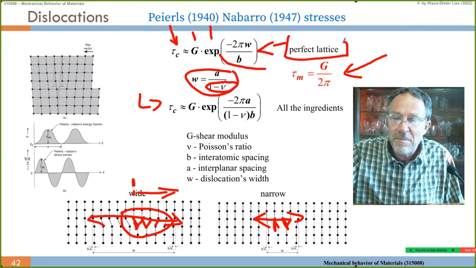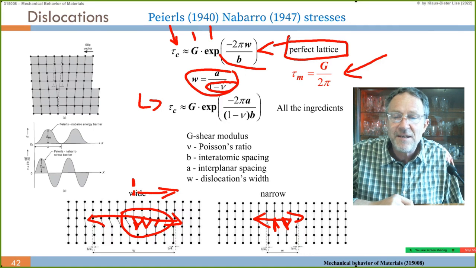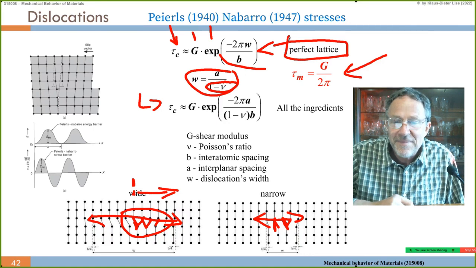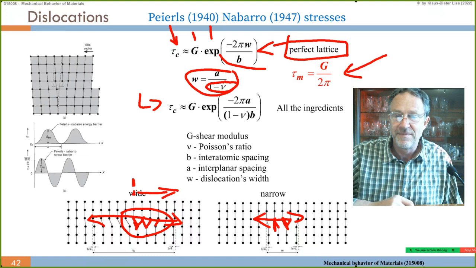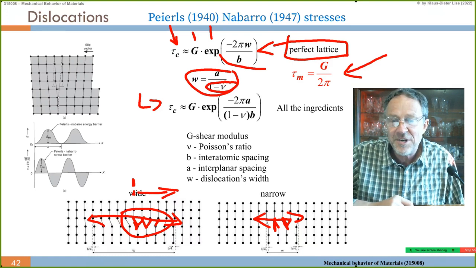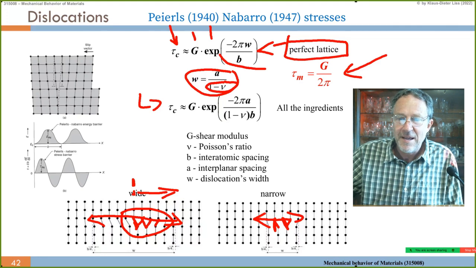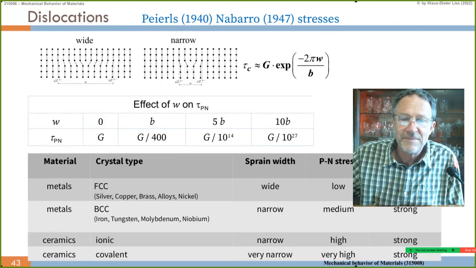Well, if we talk about perfect, back to the perfect lattice, the width of the dislocation would be 0, and therefore we get a very high shear stress. Of course, the formula is not exactly the same in the two approximations.